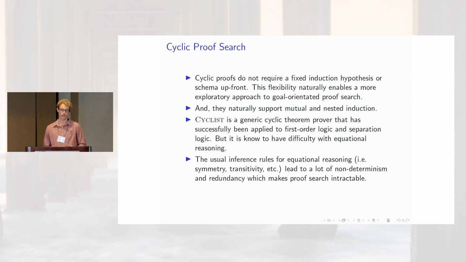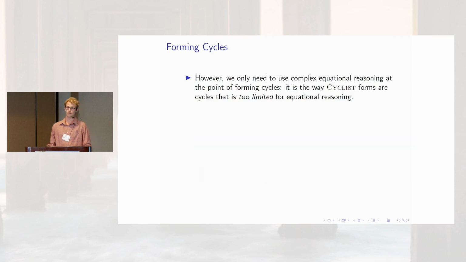So the reason for this, at least at first, seems to be that equational reasoning has a load of non-determinism and redundancy with the usual rules like reflexivity and transitivity, which makes proof search intractable. However, for the most part, this complexity can be mitigated, especially in our setting where we're talking about functional programs which have a confluent rewrite system underneath them, so we can just normalize stuff and not have to worry about symmetry. There's a directionality to it. So we can eliminate this complexity up until the point where we have to form cycles.